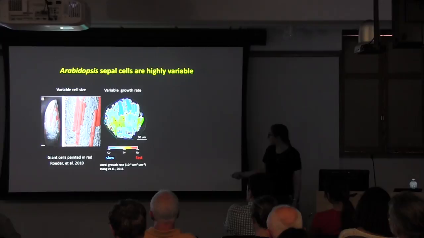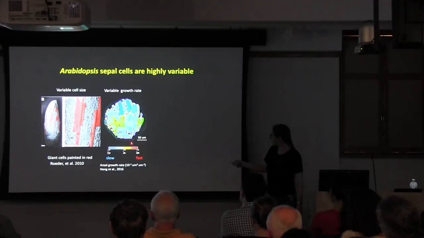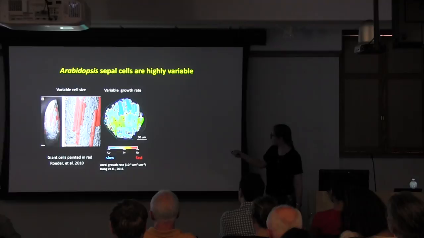There's also a ton of variability in growth rates. So here I'm showing you a heat map of a young developing sepal, and I'm going to show you a bunch of heat maps throughout the talk. In this case, red is growing fast and blue is growing slow. So you can see there's a ton of variability in these cells and their growth rates. You've got cells that are growing fast right next to cells that are growing very slowly.